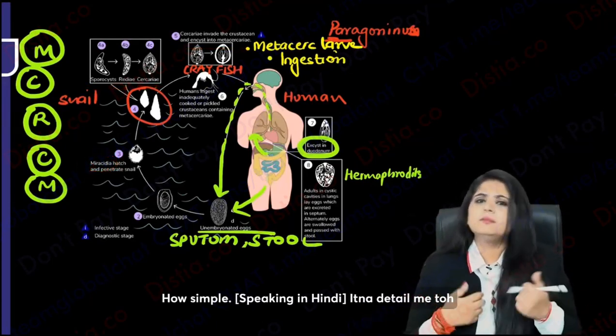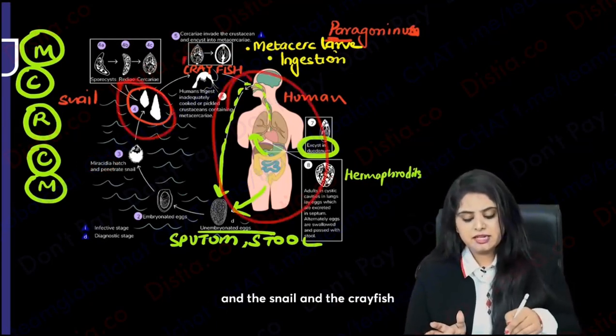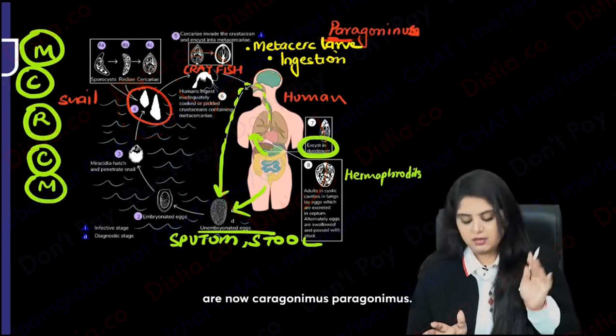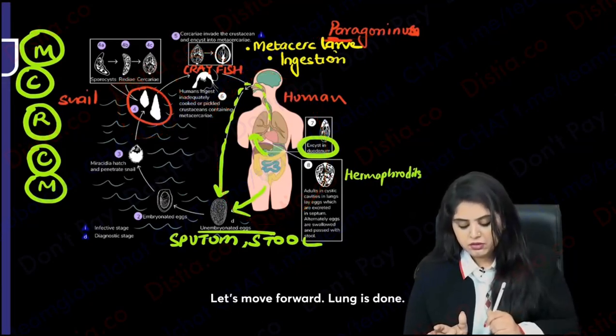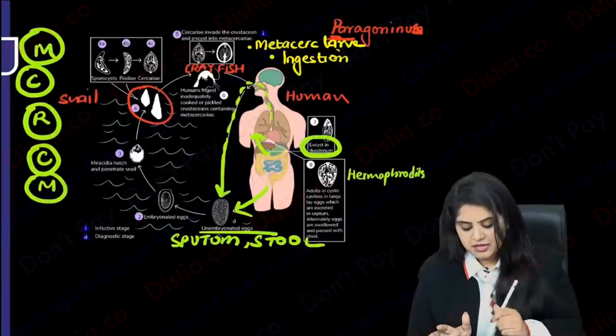How simple. You will never have to know it in so much detail in the exam. You will anyway look at the human and the snail and the crayfish and know Paragonimus. Let's move forward. Lung is done. Now we move on to the next one, which is going to be the liver flukes. What all do we have?